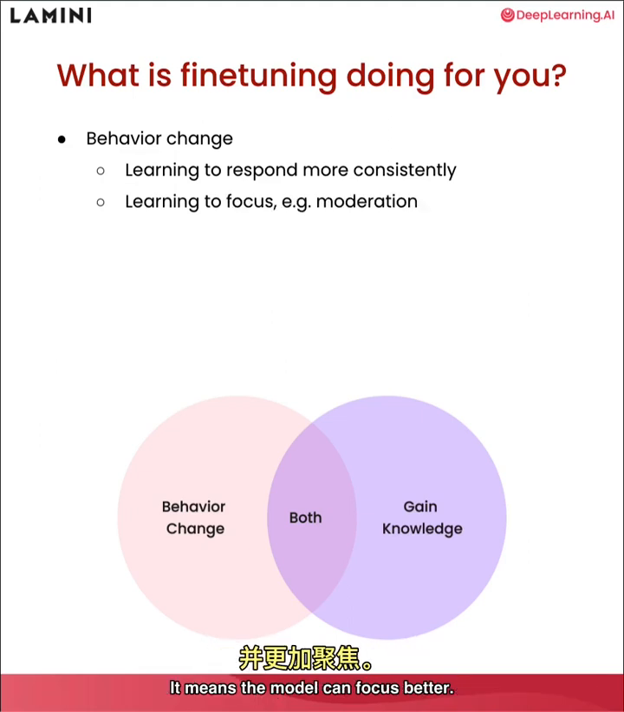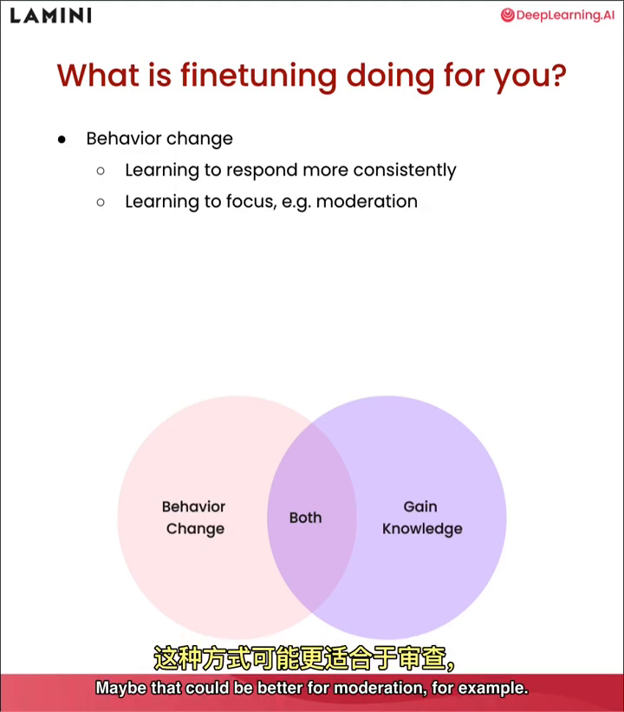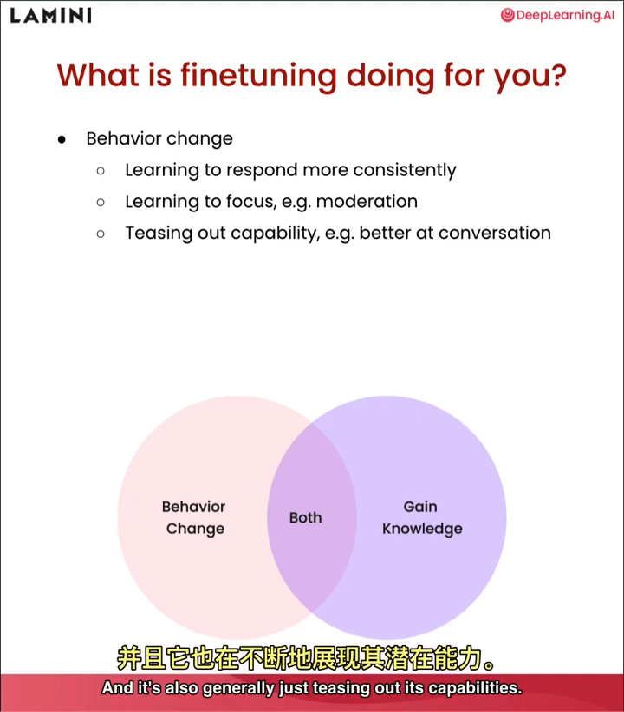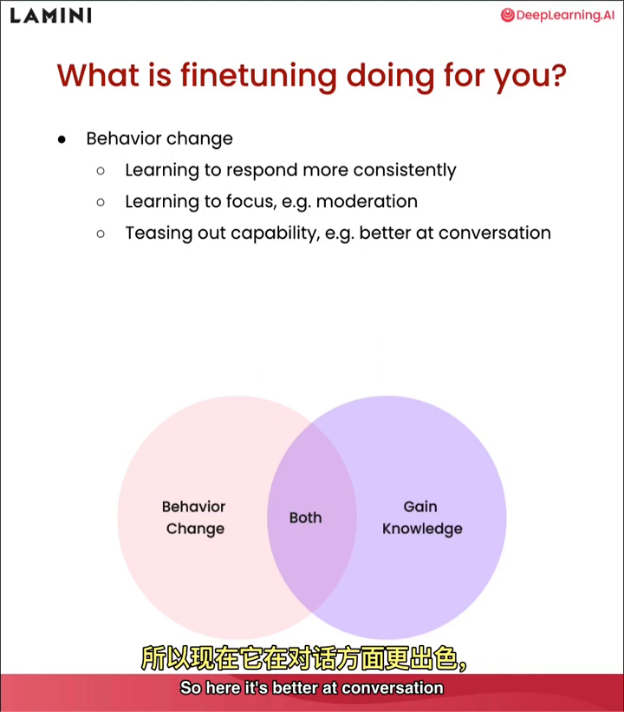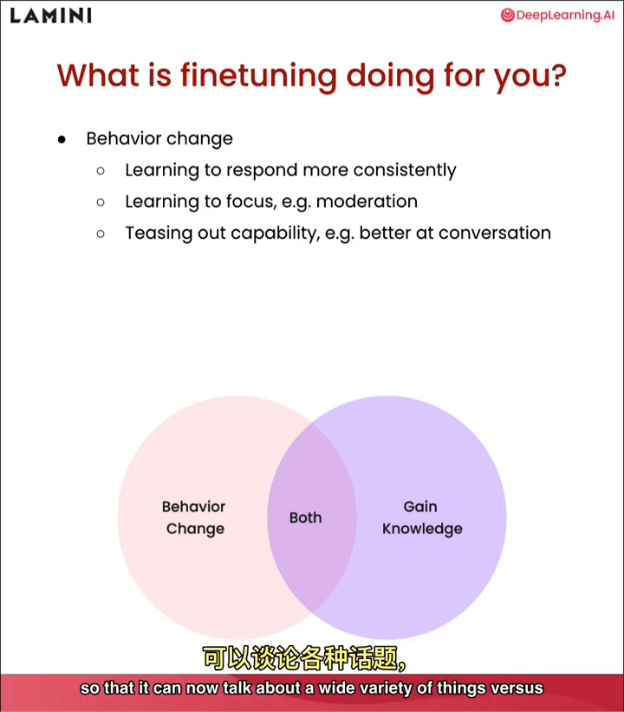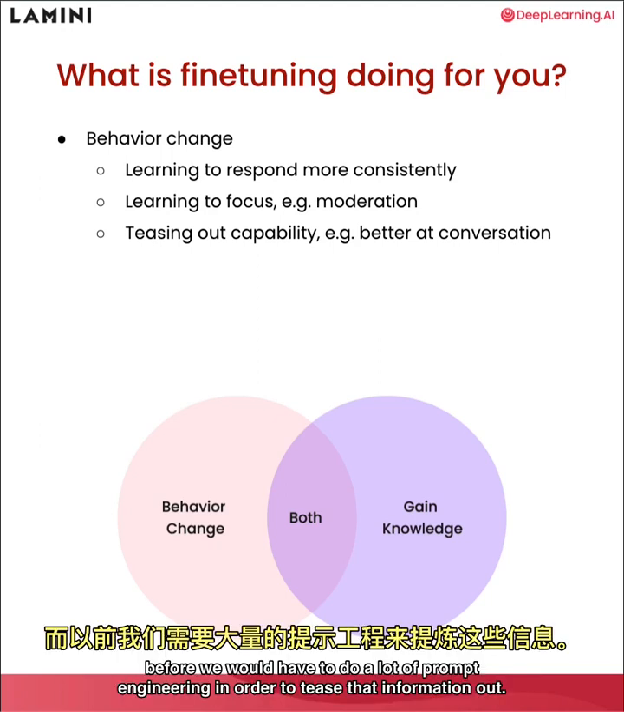It means the model can focus better. Maybe that could be better for moderation, for example. And it's also generally just teasing out its capabilities. So here it's better at conversation so that it can now talk about a wide variety of things versus before we would have to do a lot of prompt engineering in order to tease that information out.